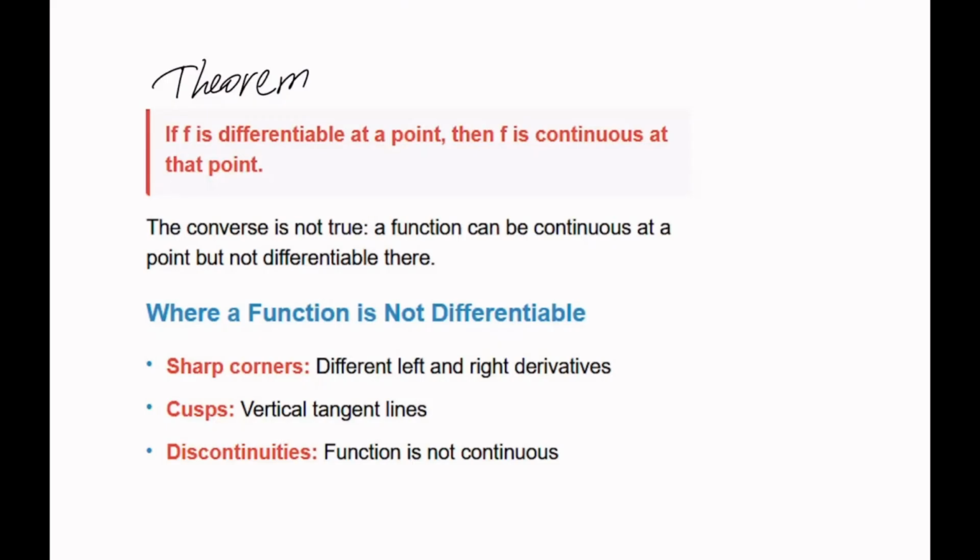And there are several situations where a function might be continuous but not differentiable. For example, it could be a sharp corner where the left and right derivatives exist, but they're not equal to each other. And we'll see an example of that a bit later. Then a cusp where the function has a vertical tangent line, or a discontinuity where the function is not continuous and therefore not differentiable. So let me show you several examples of this scenario.